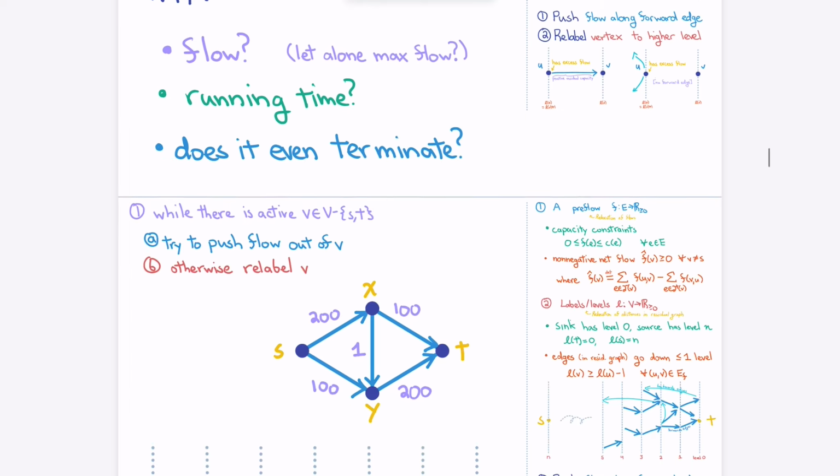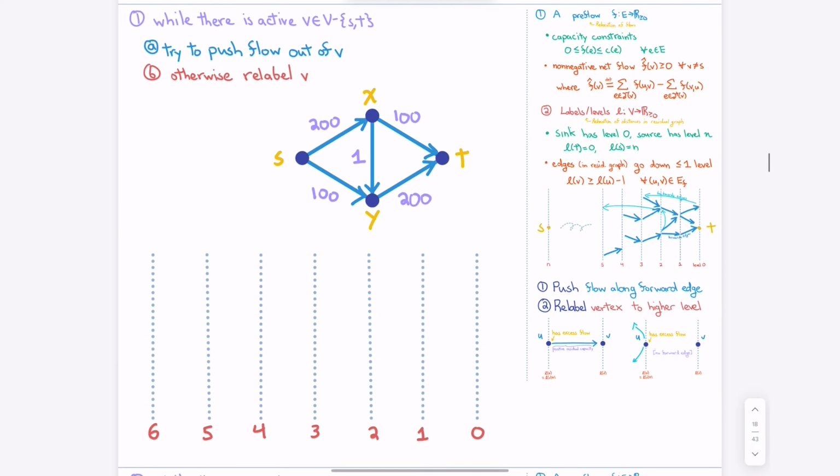Okay, so I have created a demo on our favorite silly graph. So here's a graph.